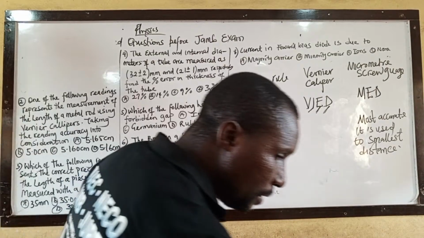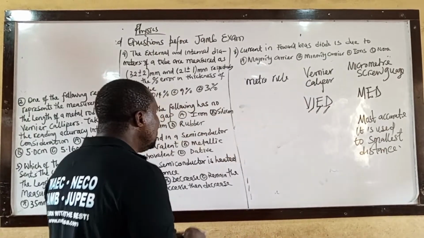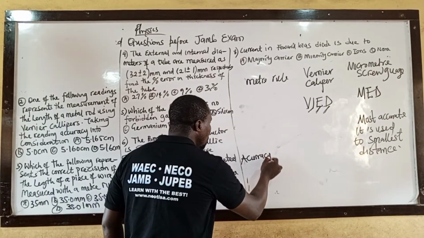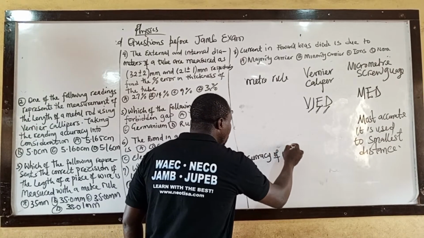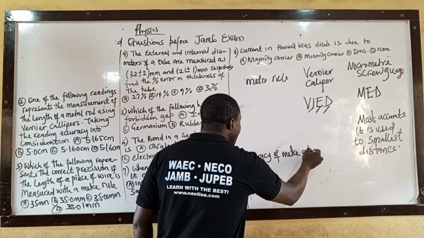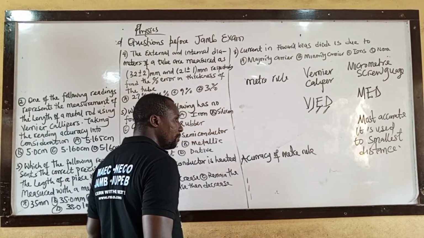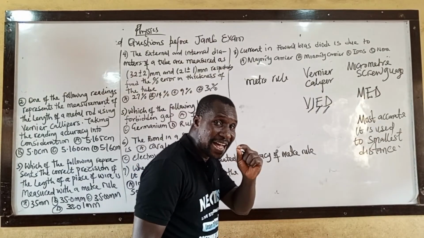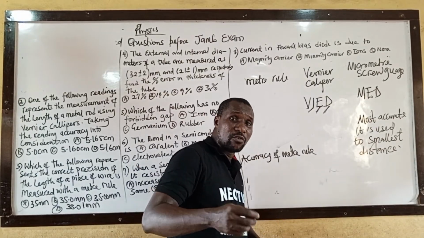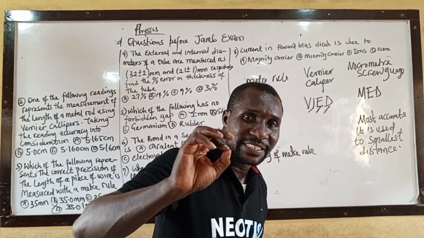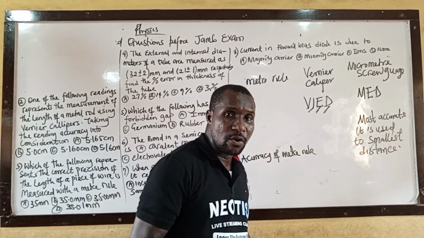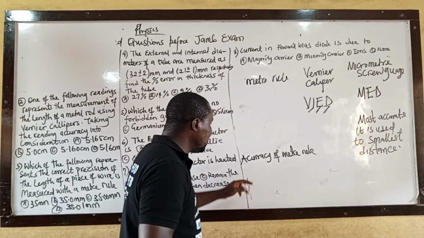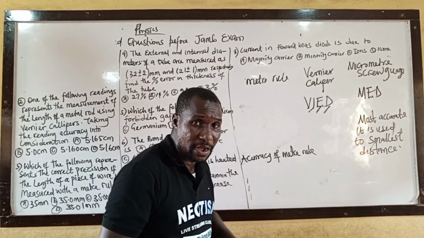Okay, class, what is the accuracy of meter rule? Please take note. The accuracy of meter rule is its least count. Reading accuracy can also be called least count.